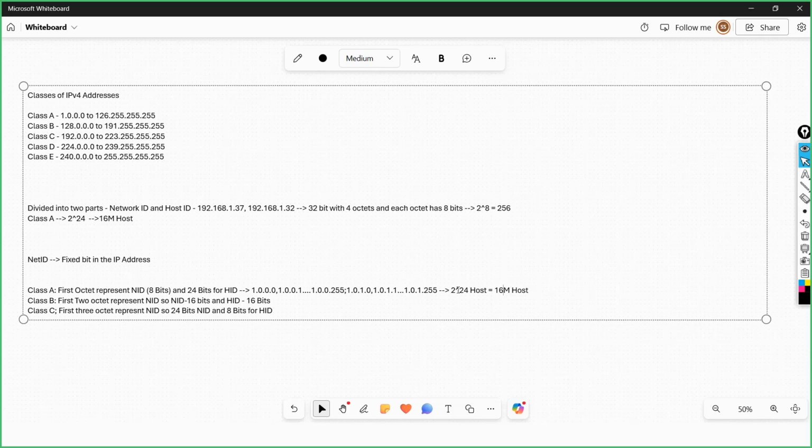Similarly, if it is class B, then in that case it will be 2 raised to 16. You can calculate how much it will be coming. And if I'm using class C, then in that case I will be having this many hosts in the network, 2 raised to 8, which is equal to 256.